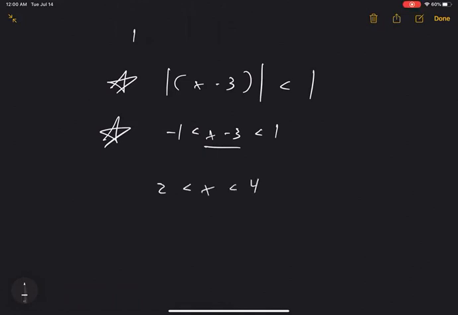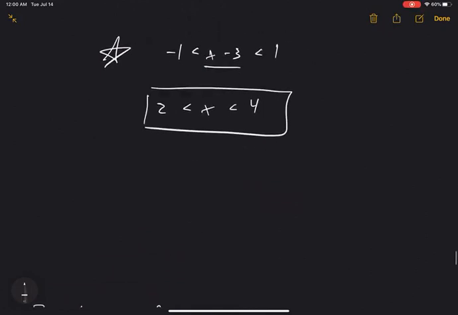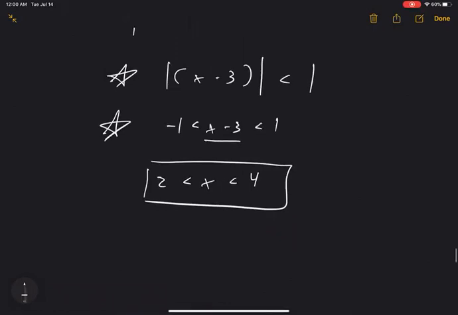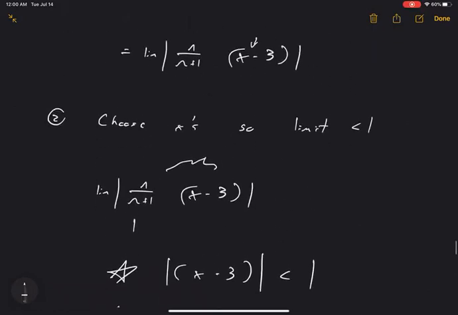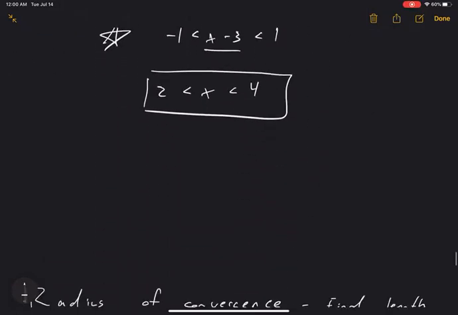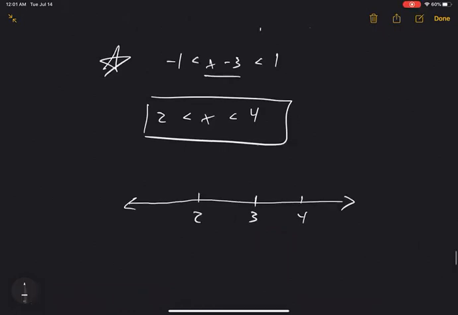Okay. And this describes my interval of convergence, right? I got x is between 2 and 4. As long as x is in this interval, this limit is going to be less than 1, and my power series will be absolutely convergent. So I know my power series is going to be convergent between 2 and 4. And notice that that number 3 is right smack dab in the middle, okay?